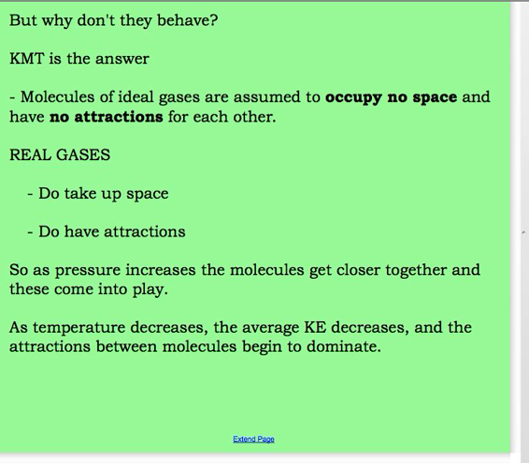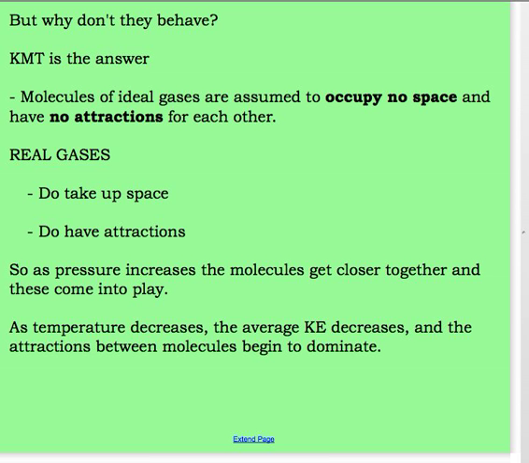Why don't they behave? Kinetic molecular theory is the reason. And again, what we talked about before is that we assume that molecules don't occupy any space and they have no attractions. Like we assume that gas molecules are basically islands amongst themselves. They don't know that any other molecules exist, but that's not true. Real gases, and remember, every gas is real, we're not in the imaginary world, they do take up space. They do have a small amount of volume, and they do have attraction.